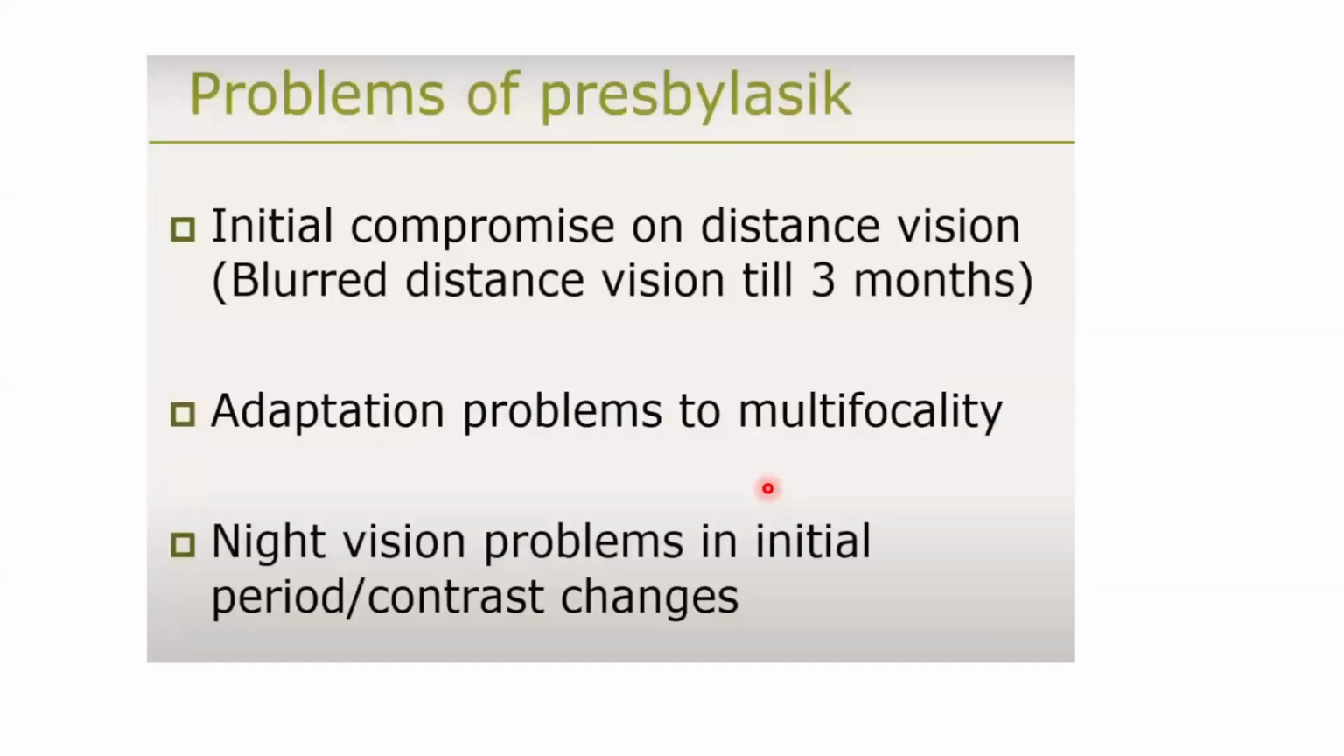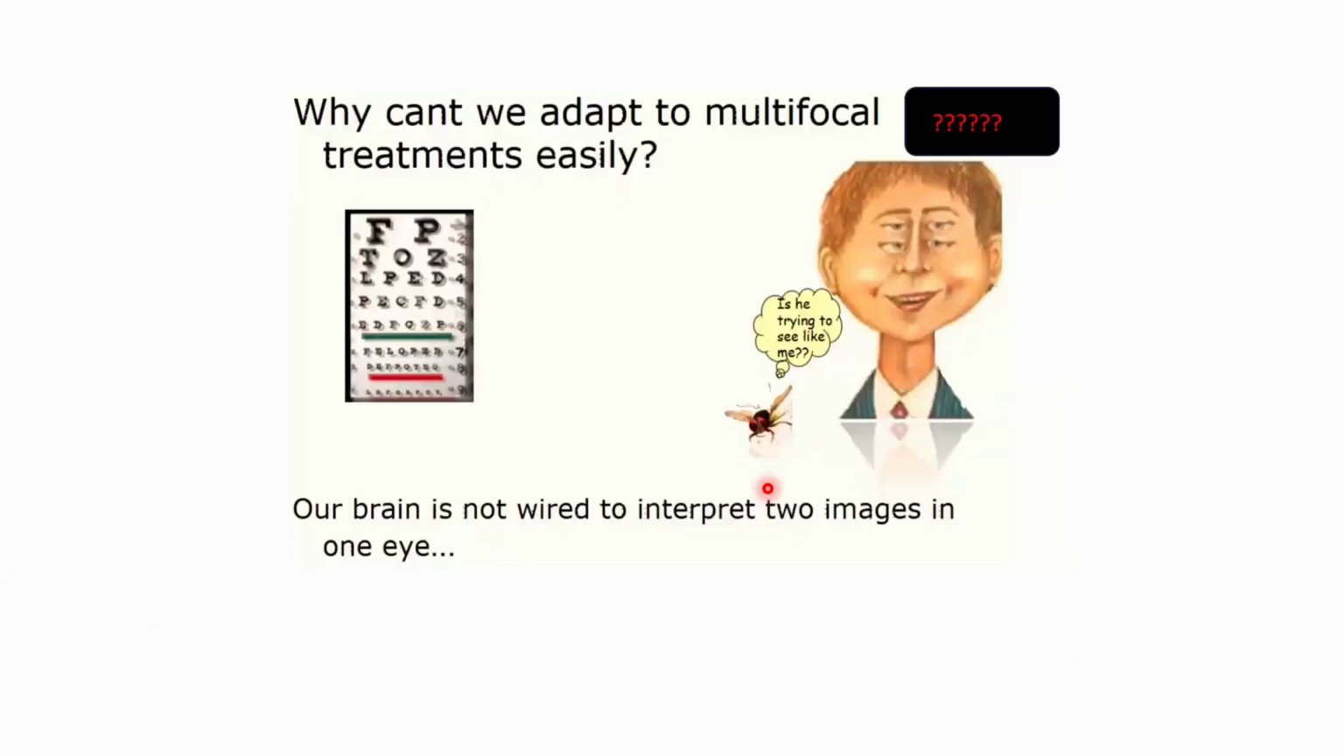Yes. So coming to the problems with PresbyLASIK, by PresbyLASIK I mean supracore and PresbyMax, which is creating multifocality on each cornea. The problem is that there is initial compromise on distance vision. The patient is going to have blurred distance vision for up to 3 months till he gets adapted and till the epithelium heals. Second thing is adaptation problems to multifocality. And third thing is night vision problems in the initial period and also reduction in contrast sensitivity.